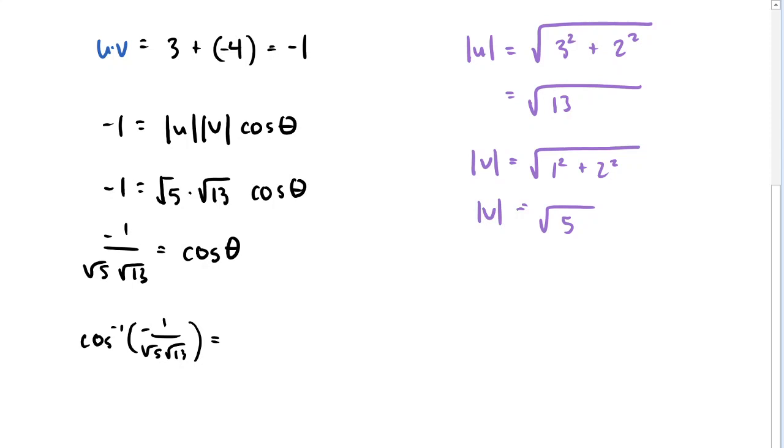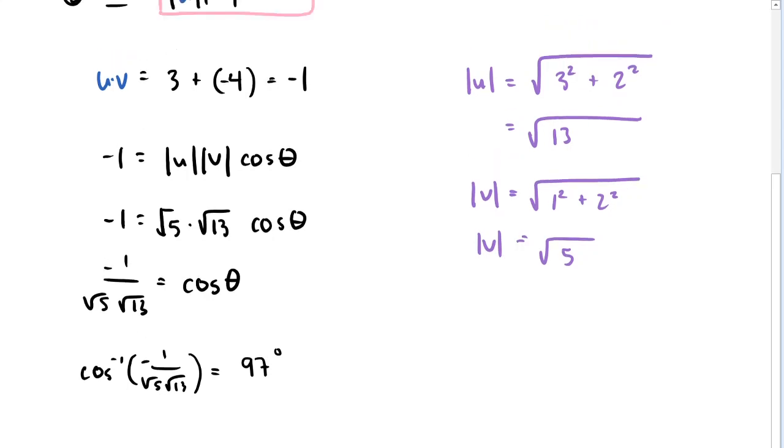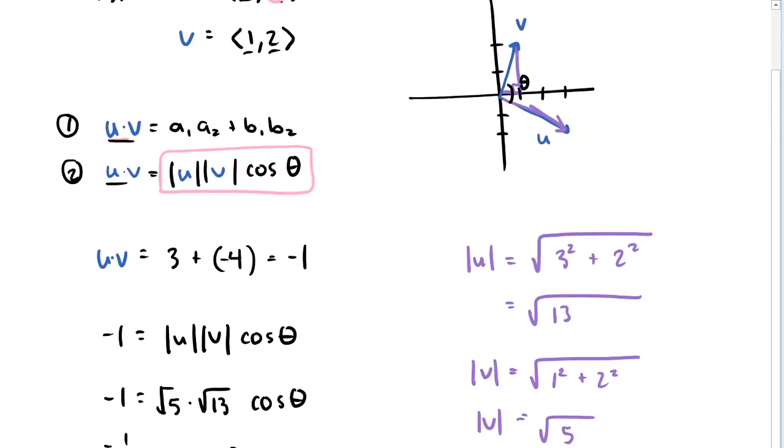So here this is going to give us an angle, and it gives us about 97 degrees. The problem asks us to find the angle to the nearest degree, it comes out to 97.1. So really to the nearest degree it is 97 degrees. And so that's this angle here between these two vectors, and that makes sense, right? This is 97 degrees. Looks like it's a little bit more than a right angle.